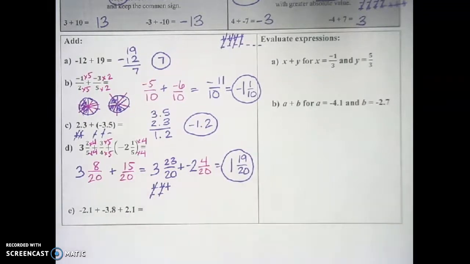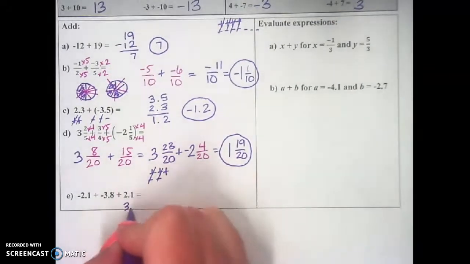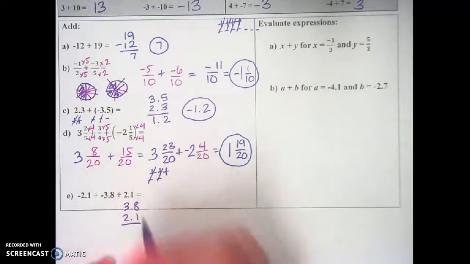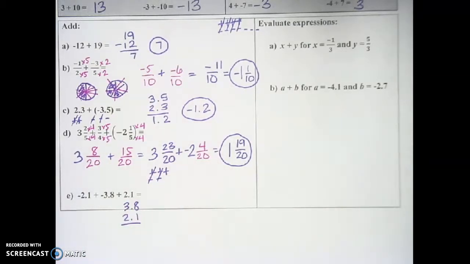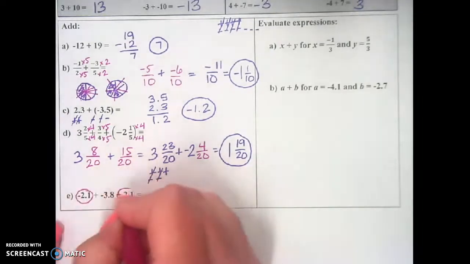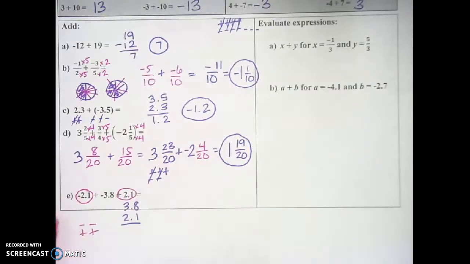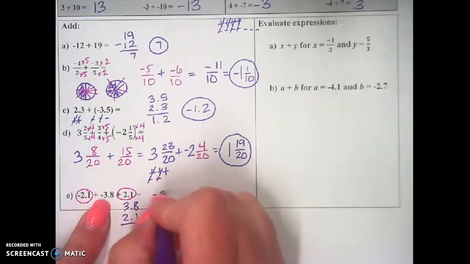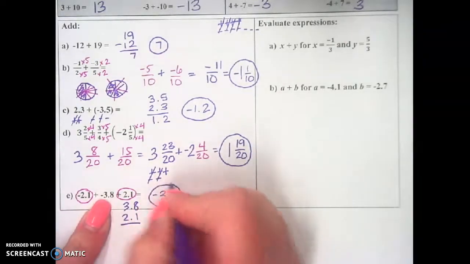Positives or negatives, that'll tell you that final sign. All right. And with our decimals, usually I stack them on top. So I would have 3.8 and 2.1 like that. I noticed something here though, right off the bat. Did anyone else happen to see it? What's negative 2 plus 2? If I have 2 negatives with 2 positives, aren't those just going to cancel each other out? So you don't even have to worry about adding these and then subtracting these. My answer is simply negative 3.8. Just a little shortcut there in that one.